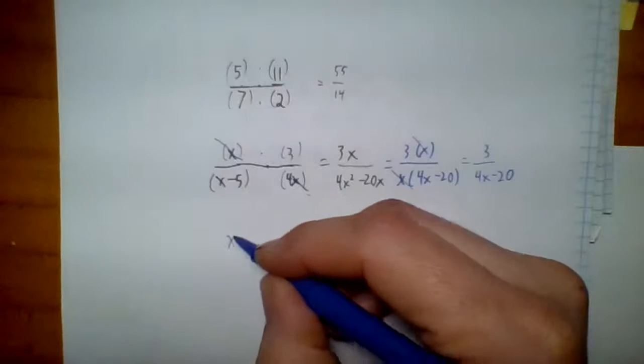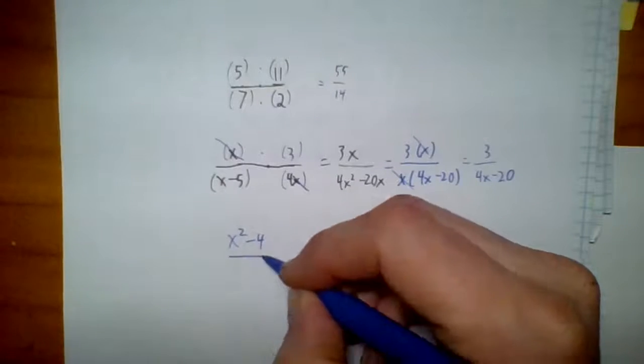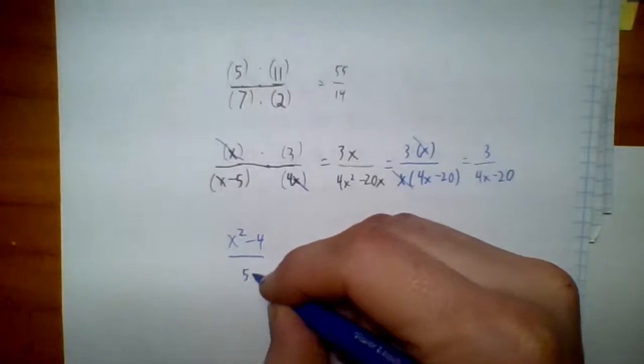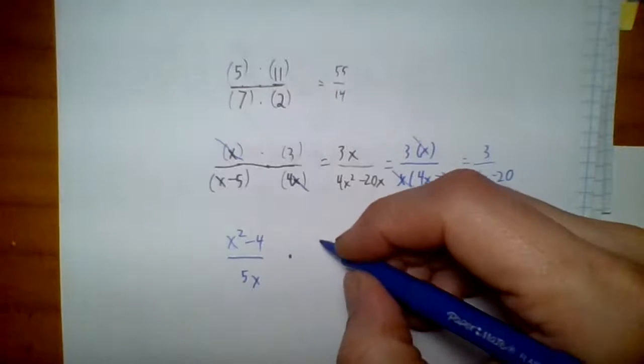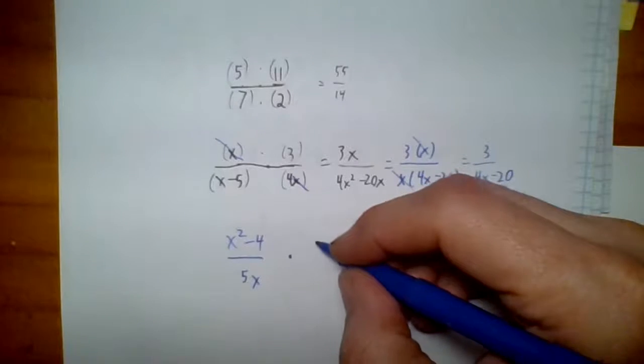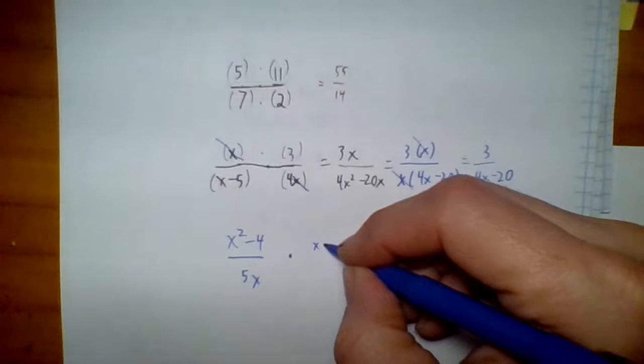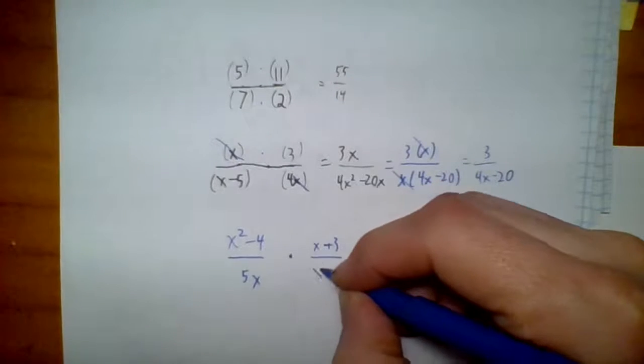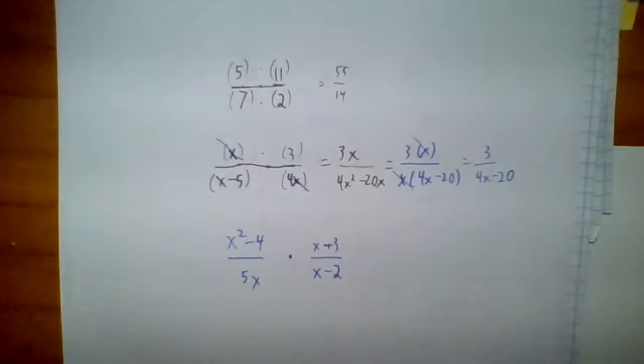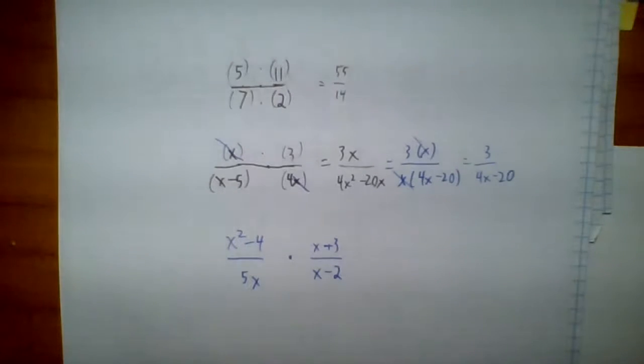So if I have x squared minus 4 over 5x, and I want to multiply that by x plus 3 over x minus 2. These are the kind of expressions we're doing in the next chapter. So I'm leading into that a little bit. This is what chapter 6, I think it's chapter 6, is all about.